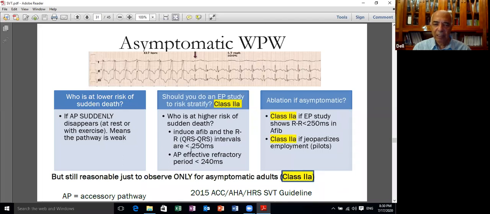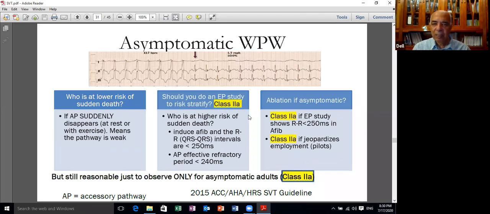If it is less than 250, the accessory pathway should be ablated, because the patient may get ventricular fibrillation because of the rapid conduction of atrial fibrillation. Or you measure the effective refractory period of the accessory pathway, and the figure is close to 250, it's 240. Either of these situations is a class 2A indication for ablating the accessory pathway.